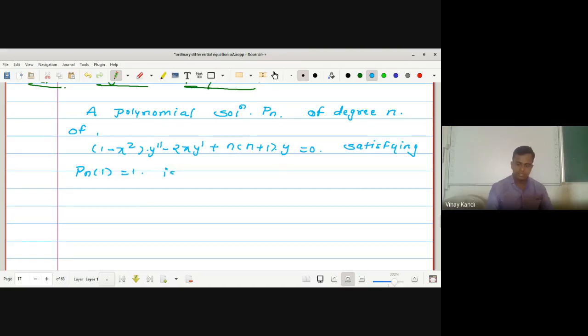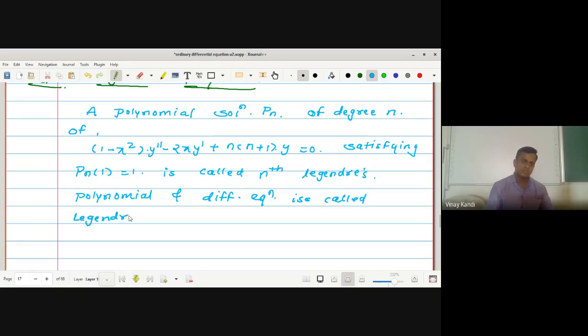Okay, it's called nth Legendre's polynomial and the differential equation is called Legendre's equation. Okay, look at the definition once again.